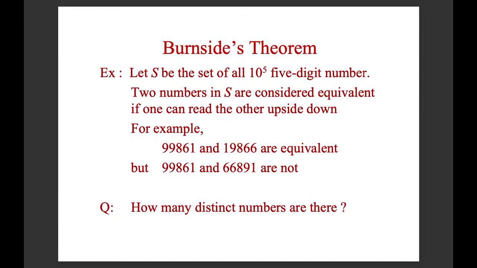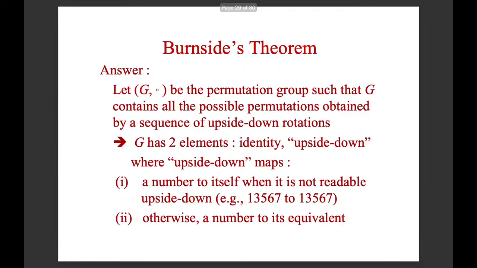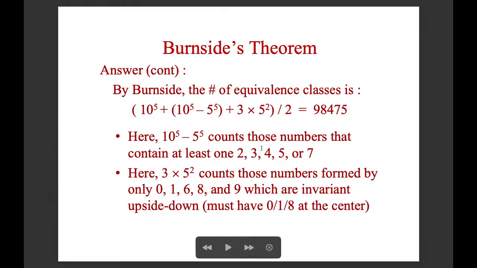So the number of invariants for the second one is equal to 10 to the power 5 minus the number of cases that are not invariant. So okay, how many non-invariants are there so that we can count carefully? So here we claim that, so the first identity, they are 10 to the power 5, but the remaining, it is like this. So how do we count this one?